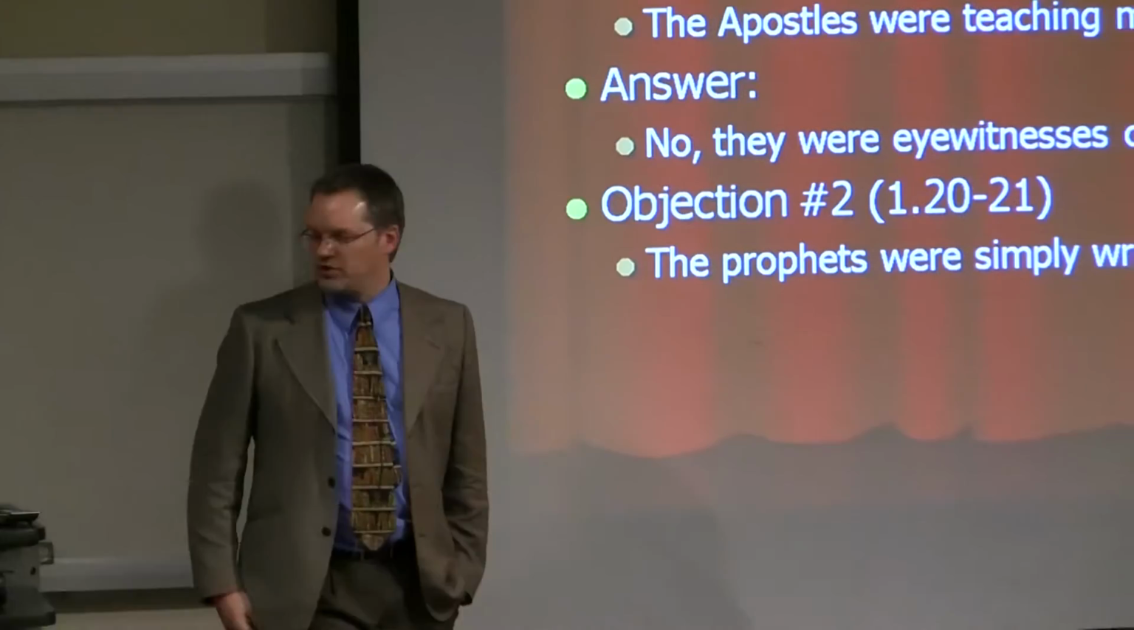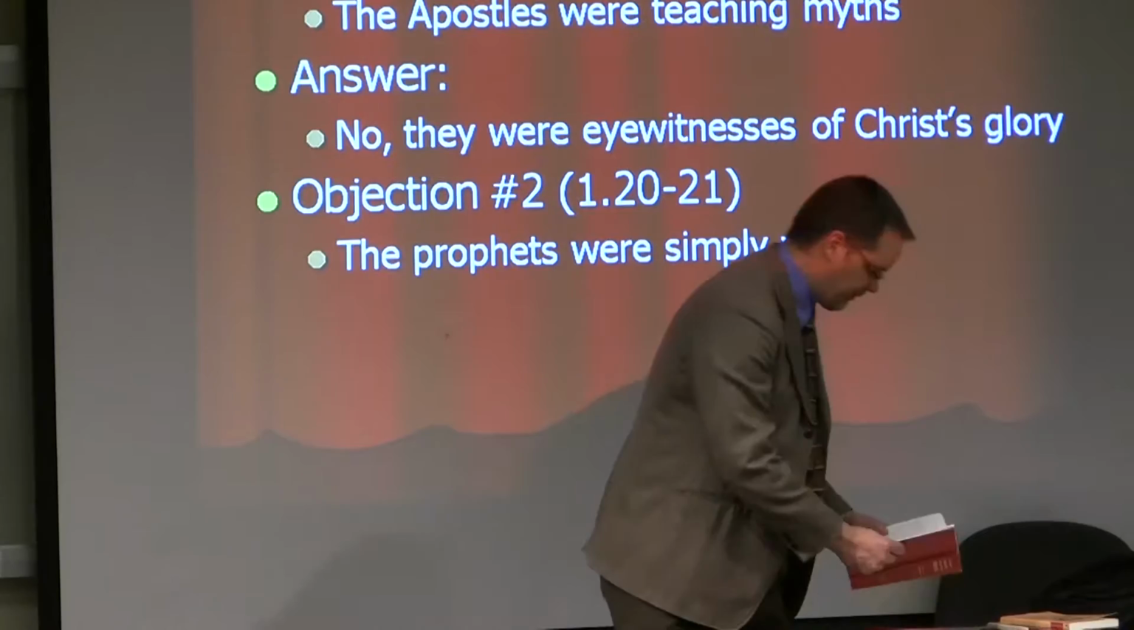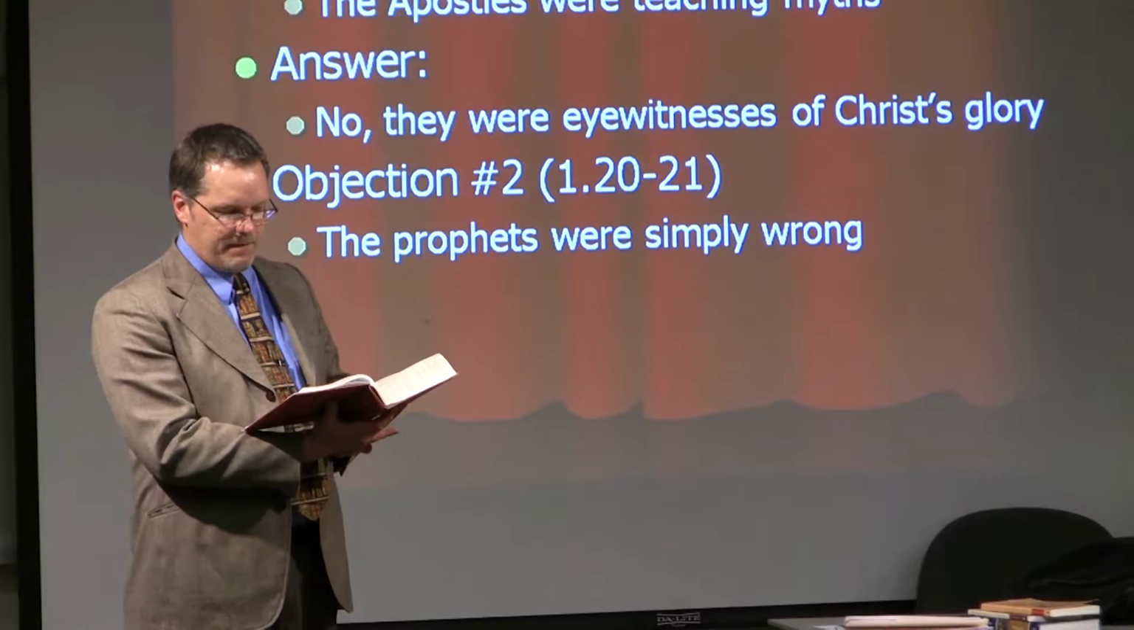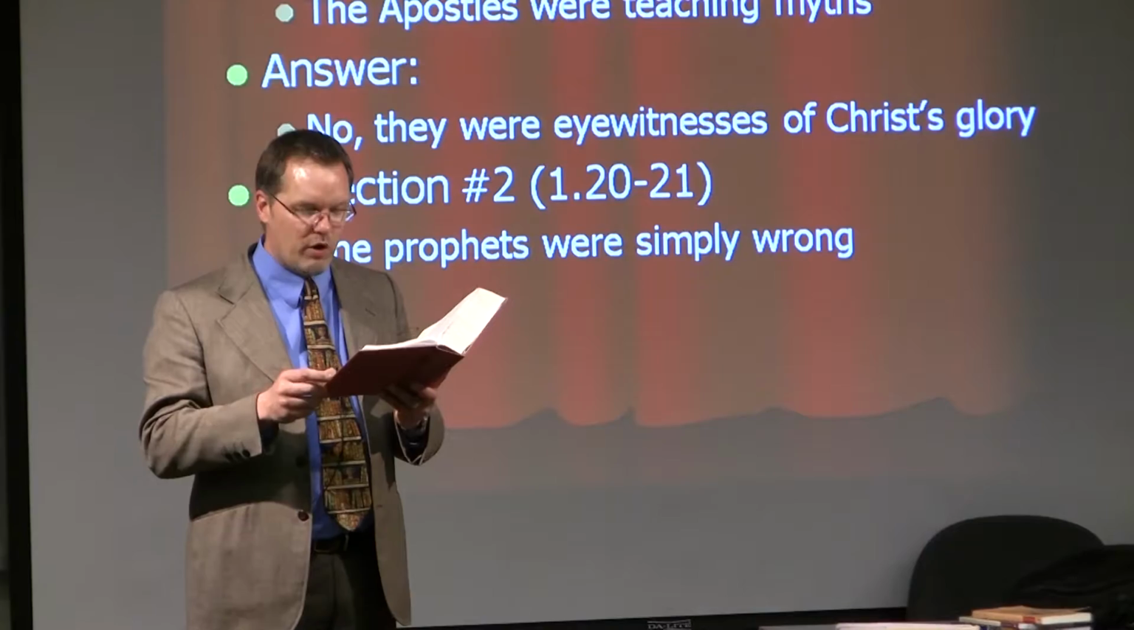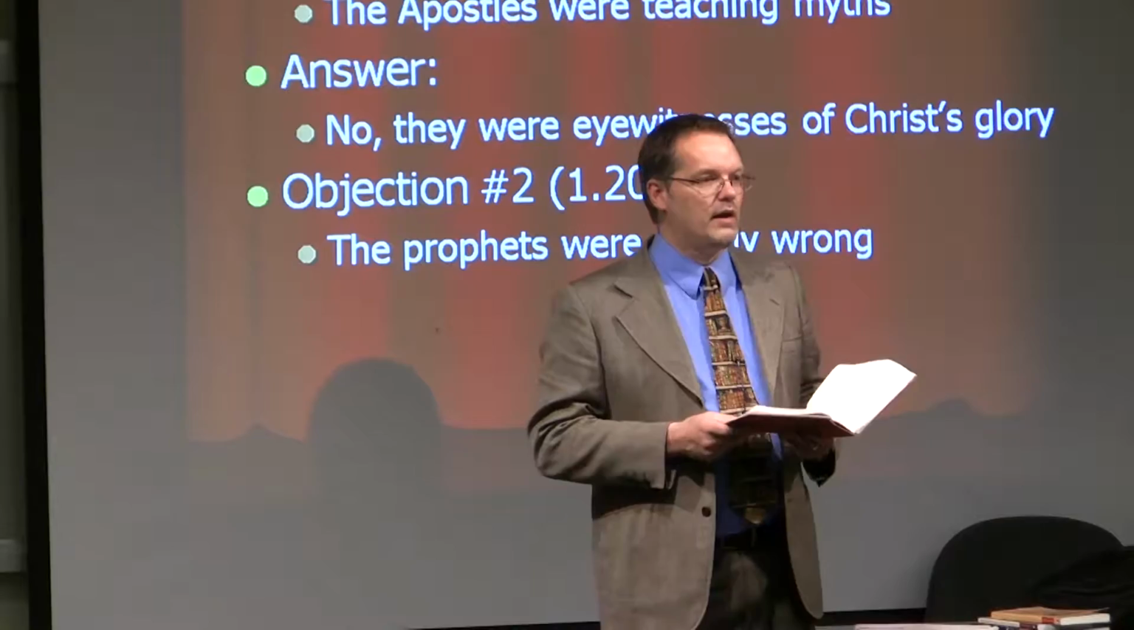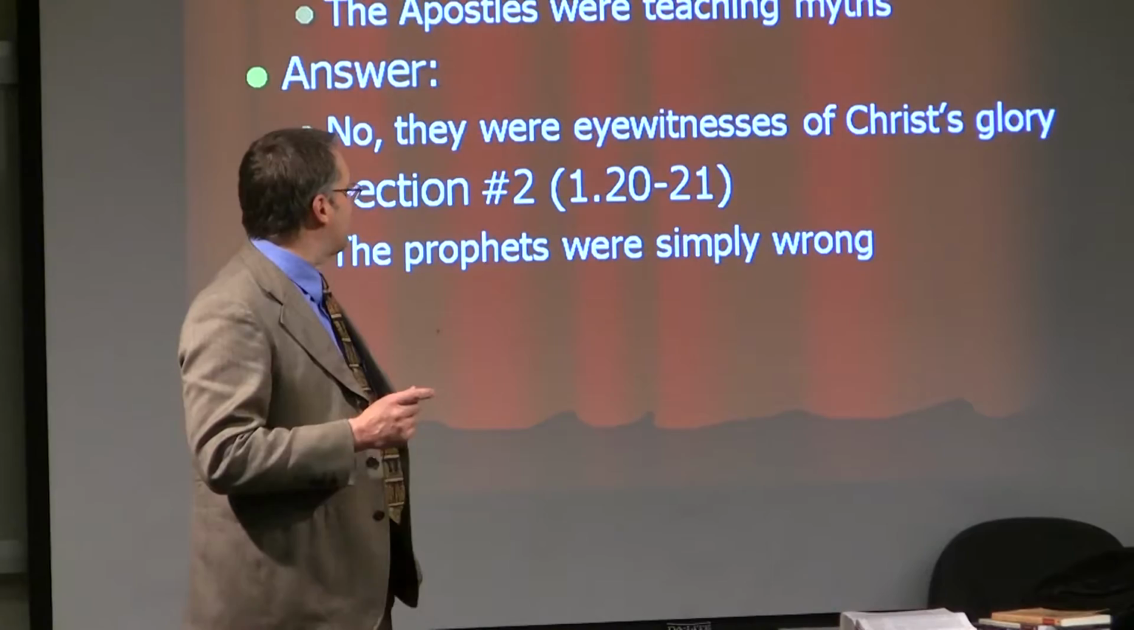Objection number two, the prophets were simply wrong. Chapter 1, verses 20 and 21. First of all, Peter says, you must understand this, that no prophecy of Scripture is a matter of one's own interpretation, because no prophecy ever came by human will or decision, but men and women moved by the Holy Spirit who spoke from God. Now, most likely then, this is a response to or a summary of the false teachers' objection, and that is the prophets are simply wrong.